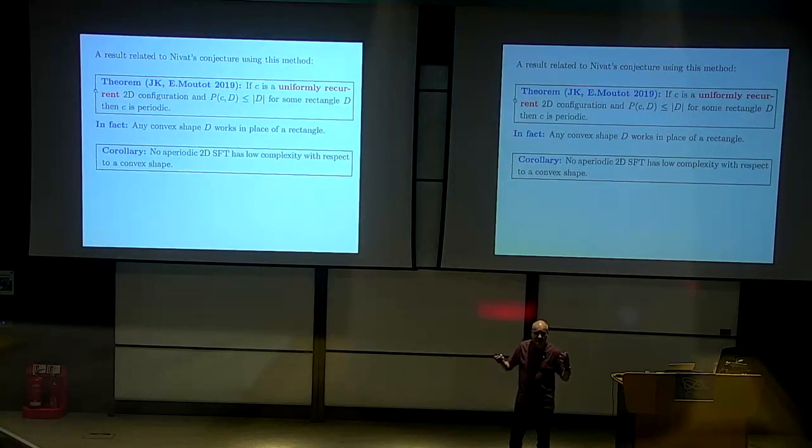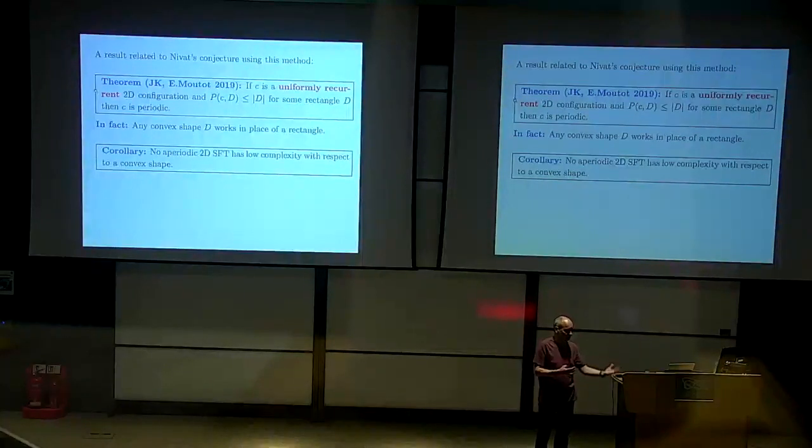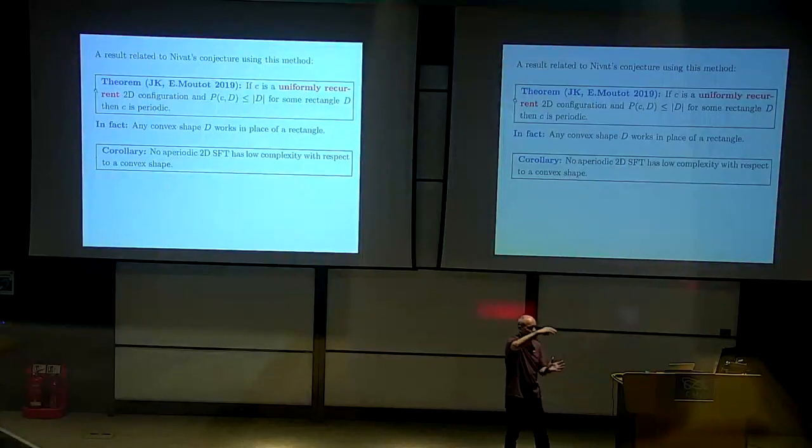So it means that if you take any low complexity configuration with respect to a rectangle or any convex shape, you know that in the smallest subshift that contains it, you will have a periodic configuration. Or in other words, this configuration will contain arbitrarily large periodic regions, let's say. Not necessarily self-periodic. We hope to prove, and that would be Nivat's conjecture, that the configuration itself is periodic, but at least we know that it will contain arbitrarily large periodic regions.